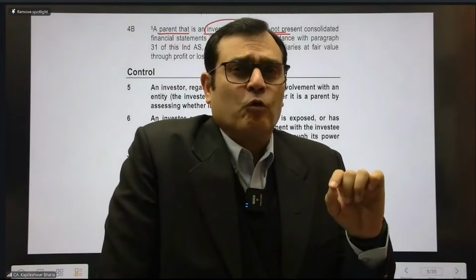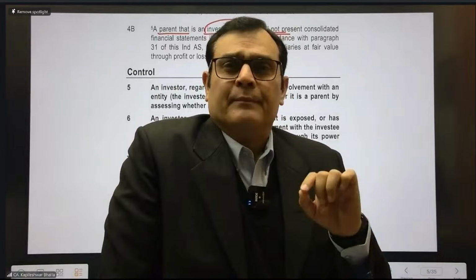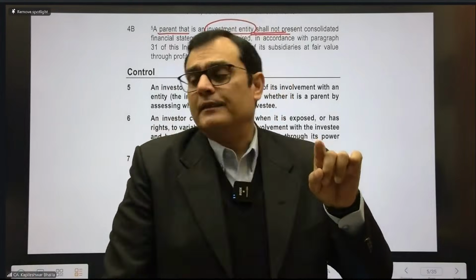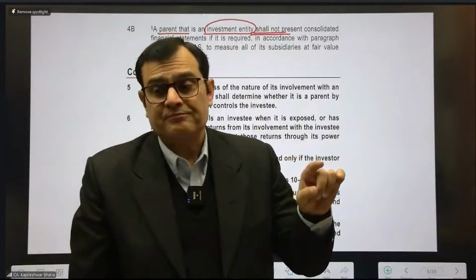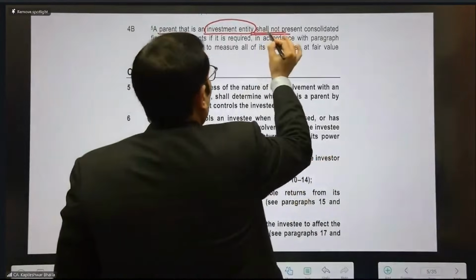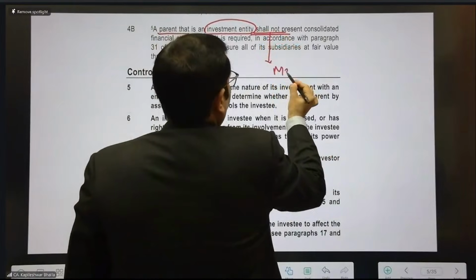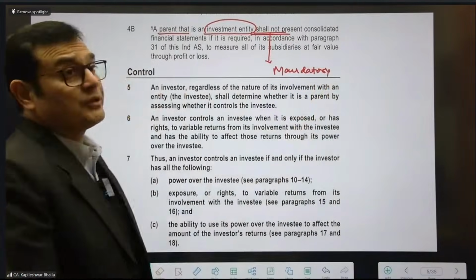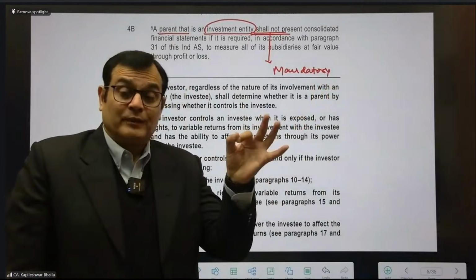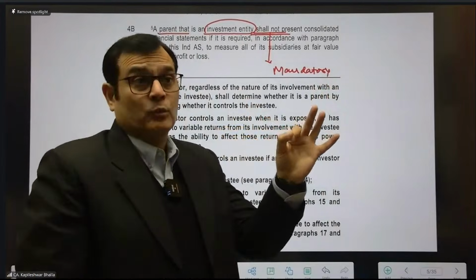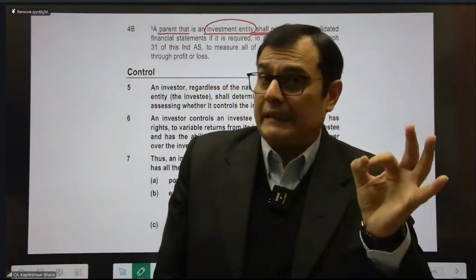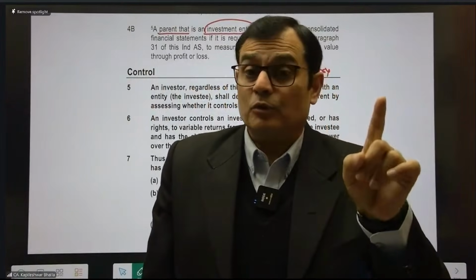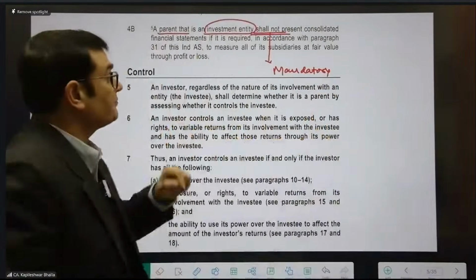Just like that para number 4, clause A. Or am I mandating them and telling them that, boss, you cannot consolidate if you are an investment entity? What do you say? So it says it shall not present. That means I am making this mandatory in nature. I'm telling them that you cannot consolidate. So unlike the situation under para 4A, where you're giving a choice to the parent company, here, I'm not giving them a choice. I'm saying, no, you cannot consolidate in this case.